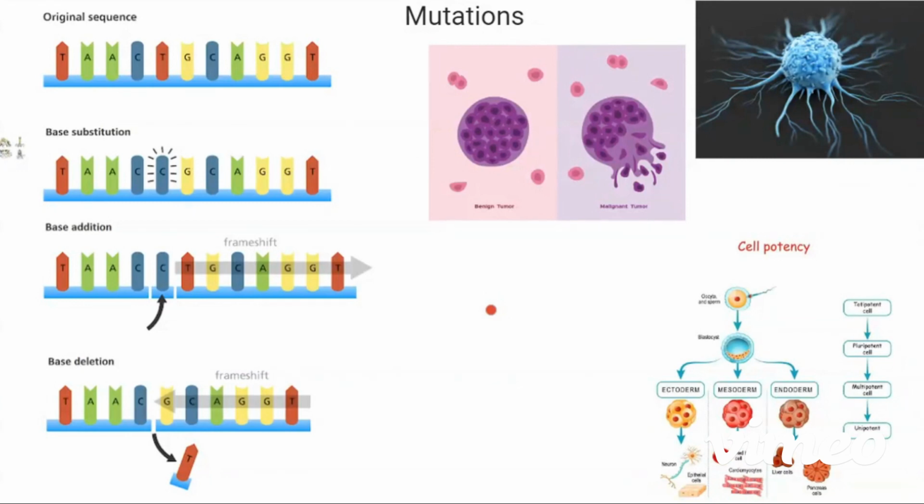Addition mutations. This is when one or more extra bases are added into the base sequence. Changing the number of bases in the sequence results in a frame shift. These mutations often result in a different or non-functioning protein being coded for.